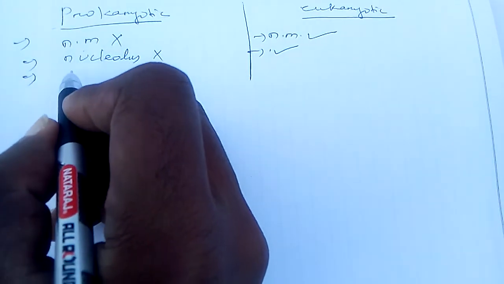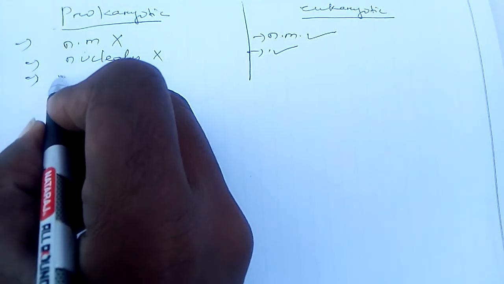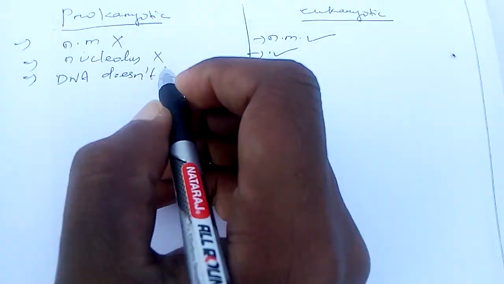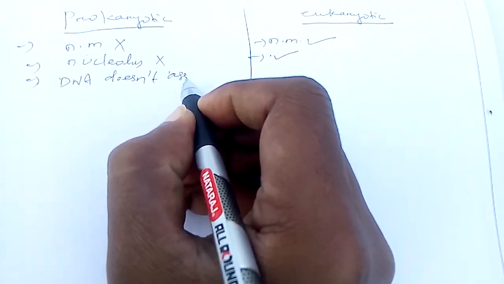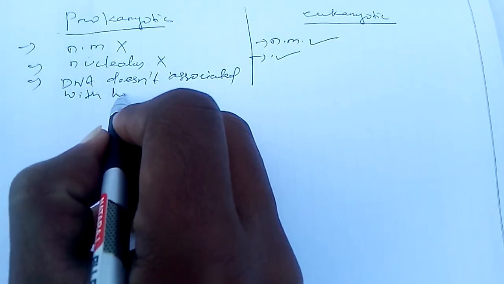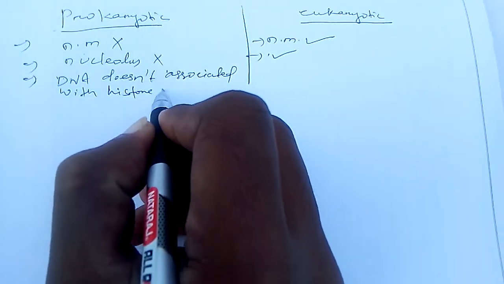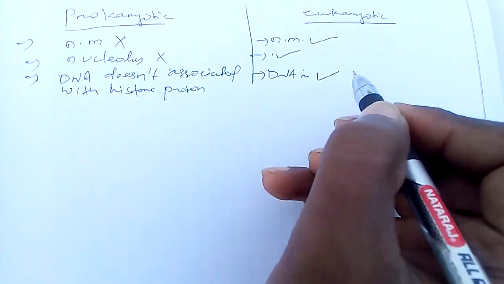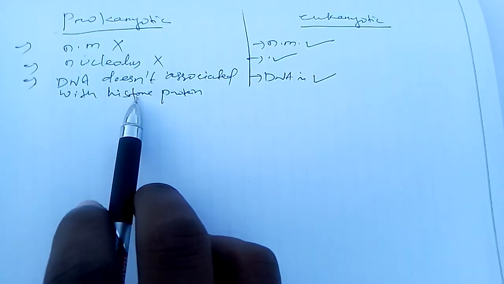Then another thing is that in the nuclear part, the DNA does not associate with histone protein in prokaryotic cell, but in eukaryotic cell DNA is associated with histone protein. Here DNA does not associate with histone protein.